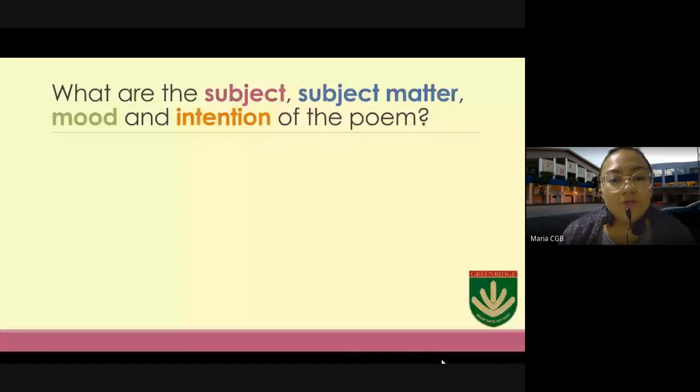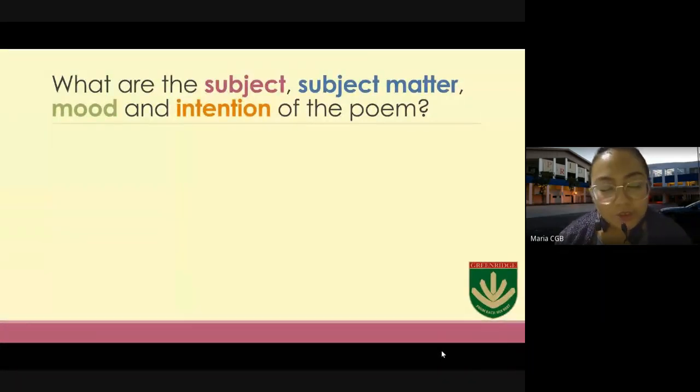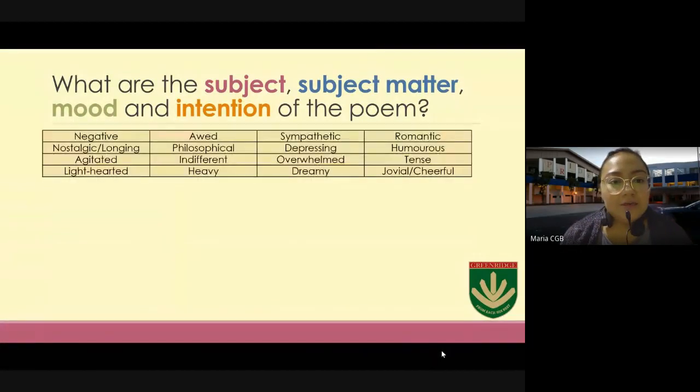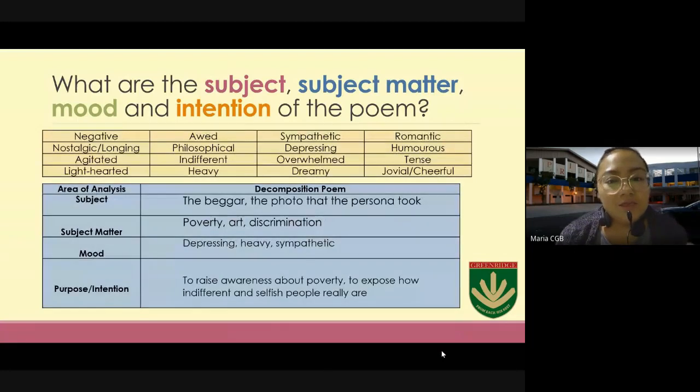Okay, so this part here, you can stop the video and you can copy the answers. All right, now look at this. The items over here, the yellow box, all these are moods, the type of moods that we can use when it comes to this poem over here.